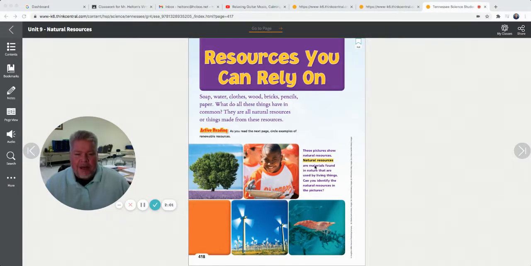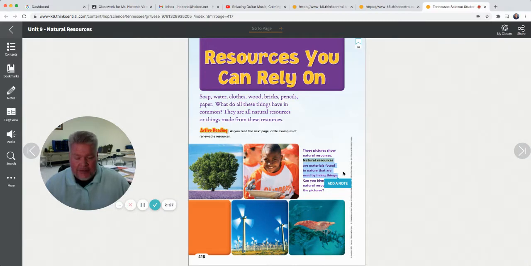These pictures show natural resources. Natural resources, you know we're going to have a vocabulary assignment. Go ahead and underline this. Natural resources are materials found in nature that are used by living things. Underline that. Natural resources are materials found in nature. So it's something that we can find in nature, something we didn't make. It's something that's just there in nature, but that we can use.